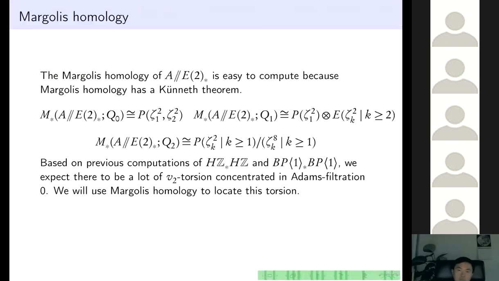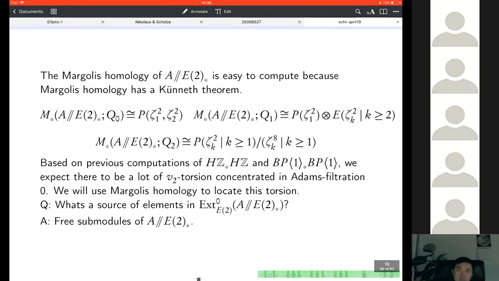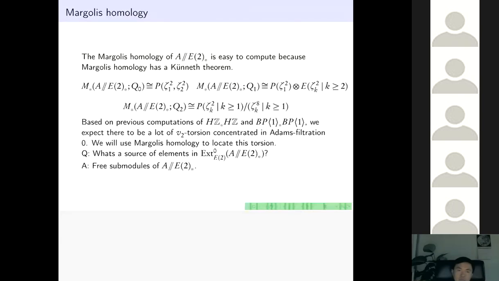Okay. All right. So now what I want to talk about is this question. In the examples I mentioned before, for, say, BP0 cooperations and for BP1 cooperations, you had all of this torsion that was concentrated in Adams filtration 0. So what we're going to try and do is capture as much of that torsion as possible. One question you should ask yourself is, what is one source of the torsion in X0? And the answer is free E2 submodules of a mod E2 dual.